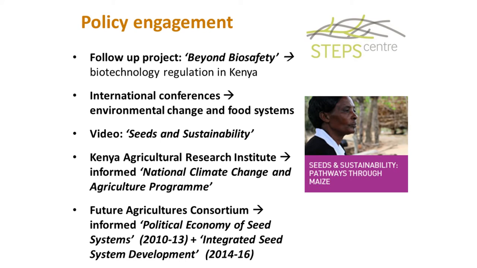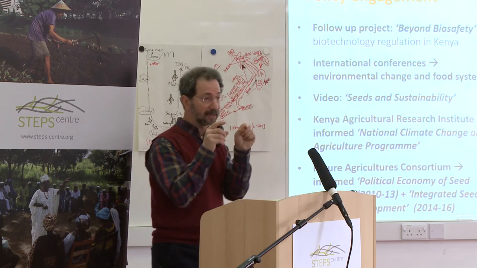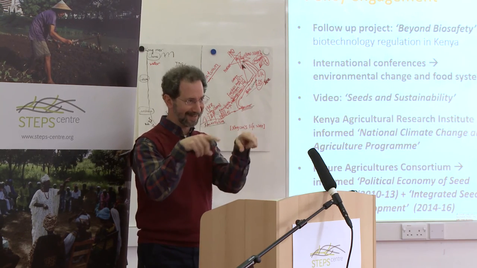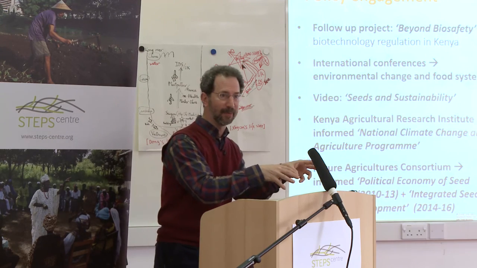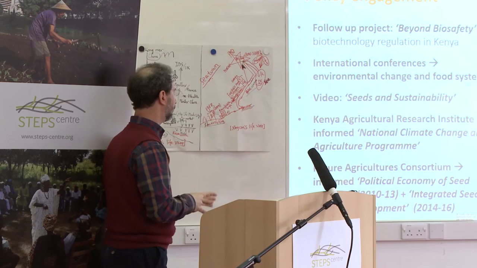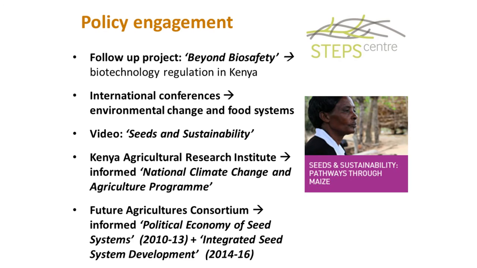We organized and fed into a set of conferences dealing with different aspects of environmental change and food systems. We produced this video, a second video which you saw the little clip of, on seeds and sustainability. That focuses particularly on pathways in the maize system, the formal and informal, as opposed to the pathways in and out. So there are two videos there. We also worked with the Kenyan Agricultural Research Institute to develop a new program on national climate change and agriculture, which was taking on board some of the thinking that emerged through this project.